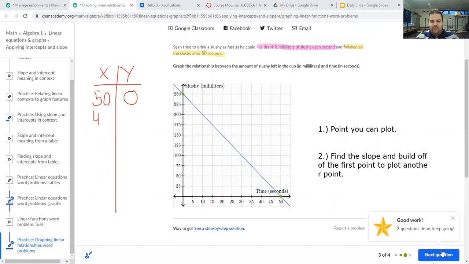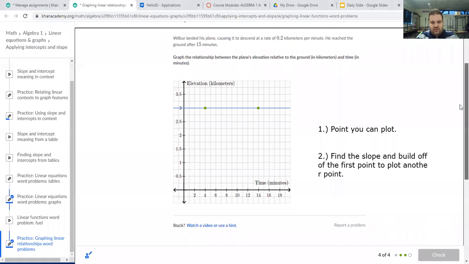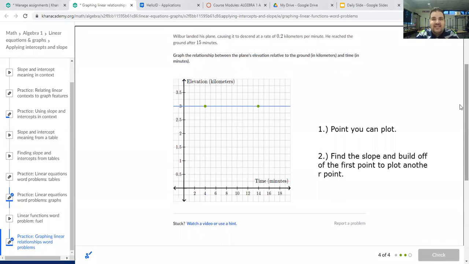And like I said, I really enjoy these problems because it takes real life context and it gives a lot more purpose to why we're doing what we're doing with graphs. I know we're not solving super serious problems in the world right now. We're talking about Sean drinking a Slurpee, but it's giving you an idea of how math can be used to represent life and represent context.